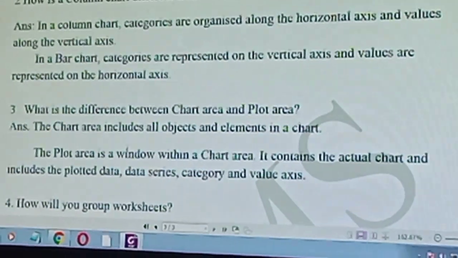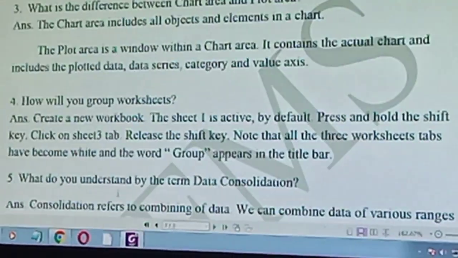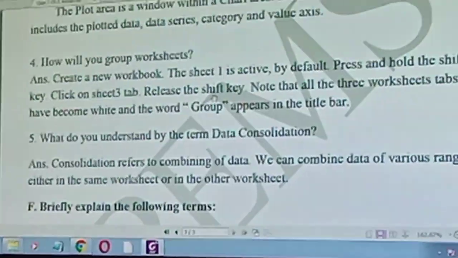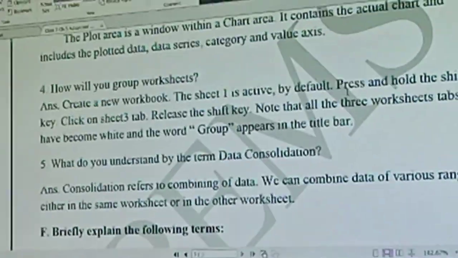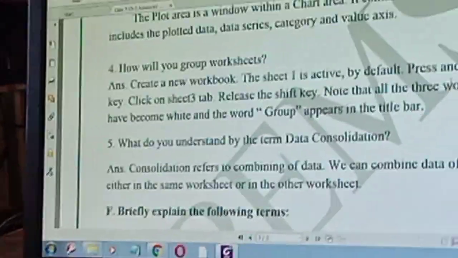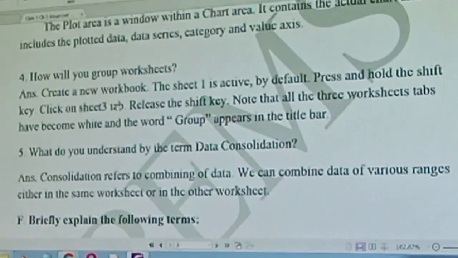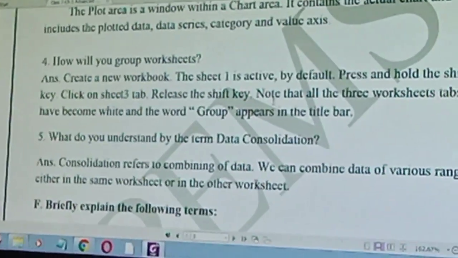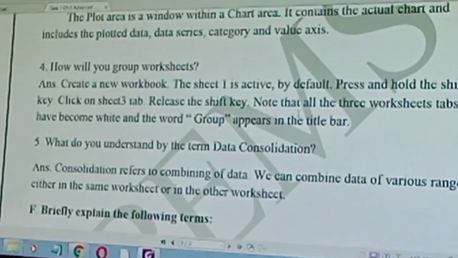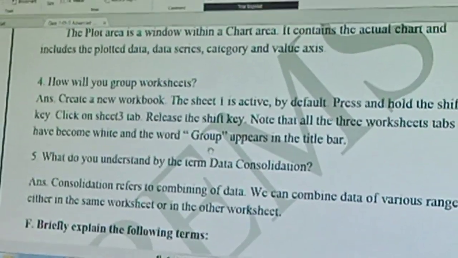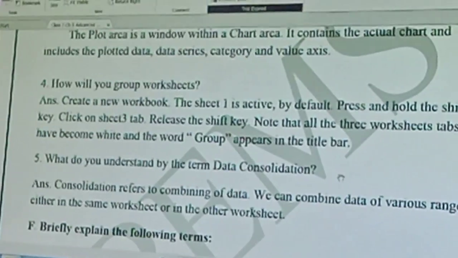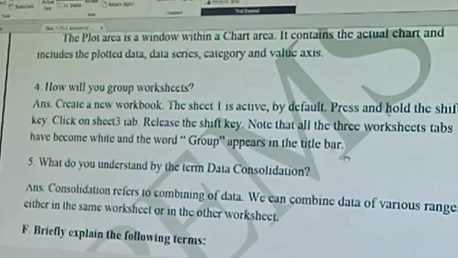Now, coming to next question: how will you group worksheets? Create a new workbook. The sheet 1 is active by default, and press and hold the shift key. Click on sheet 3 tab. Release the shift key now. Note that all the 3 worksheet tabs have become white and the word group appears in the title bar. Now you can group the worksheets.